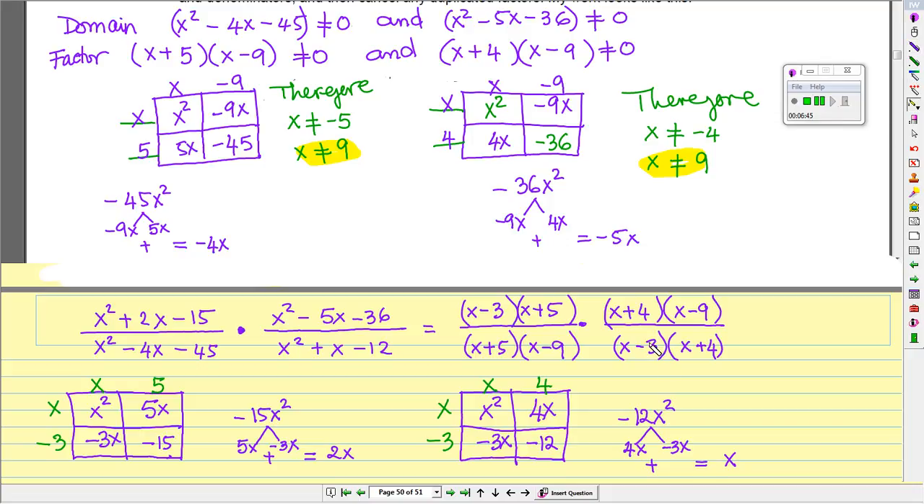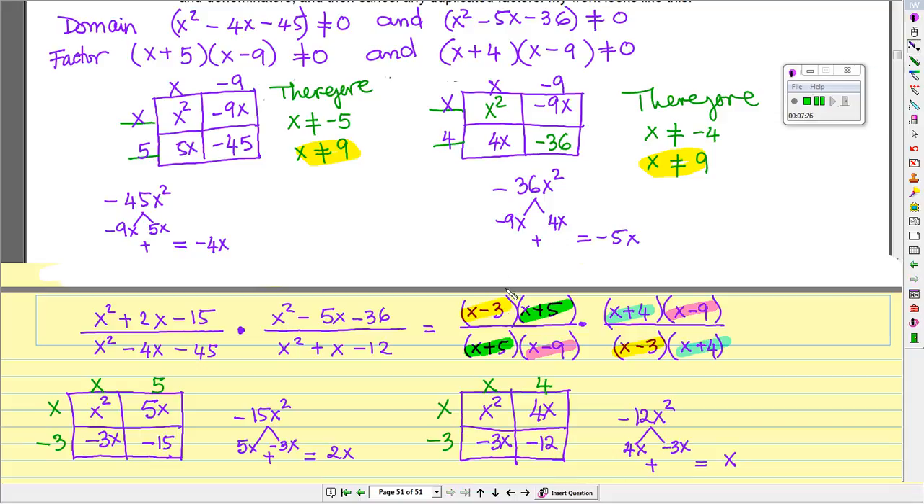Next step, we are going to divide out all of the common factors. Compare the numerator and the denominator. Let's start with x minus 3. We have x minus 3 in both, so it's gone. Next, x plus 5 and x plus 5. Now x minus 9 and x minus 9. The last binomial is x plus 4, so they all divide out.